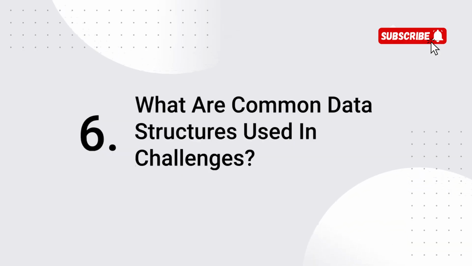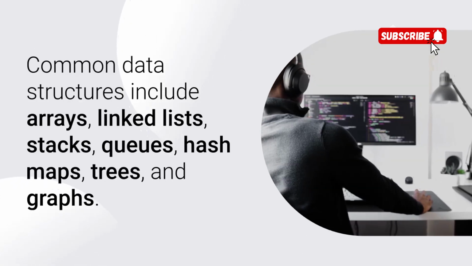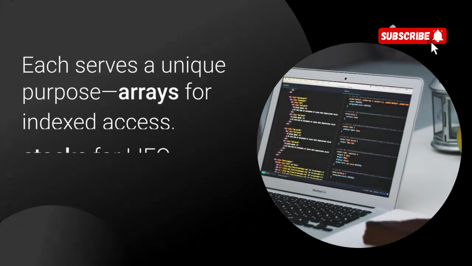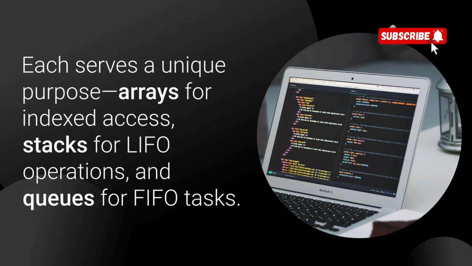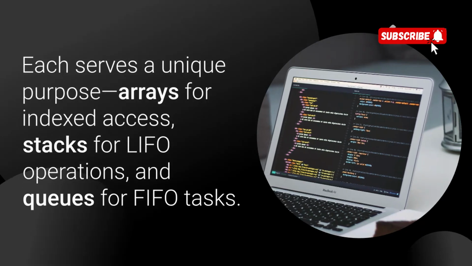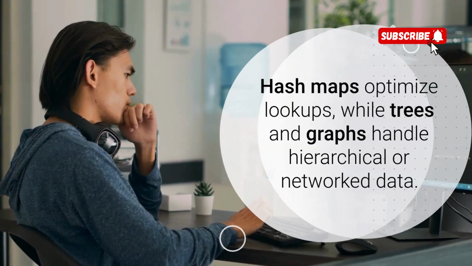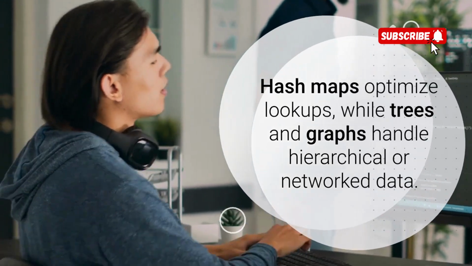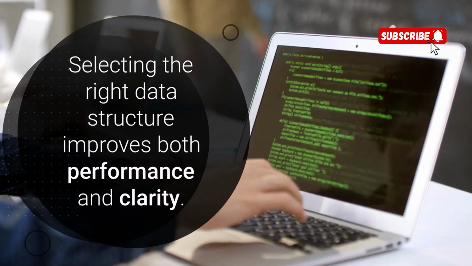6. What are common data structures used in challenges? Common data structures include arrays, linked lists, stacks, queues, hash maps, trees, and graphs. Each serves a unique purpose. Arrays for indexed access, stacks for LIFO operations, and queues for FIFO tasks. Hash maps optimize lookups, while trees and graphs handle hierarchical or network data. Selecting the right data structure improves both performance and clarity.